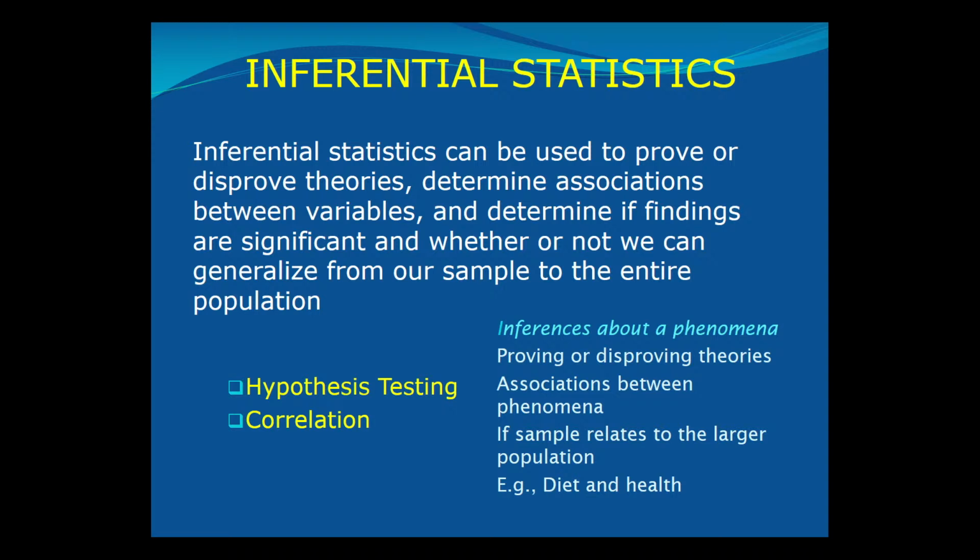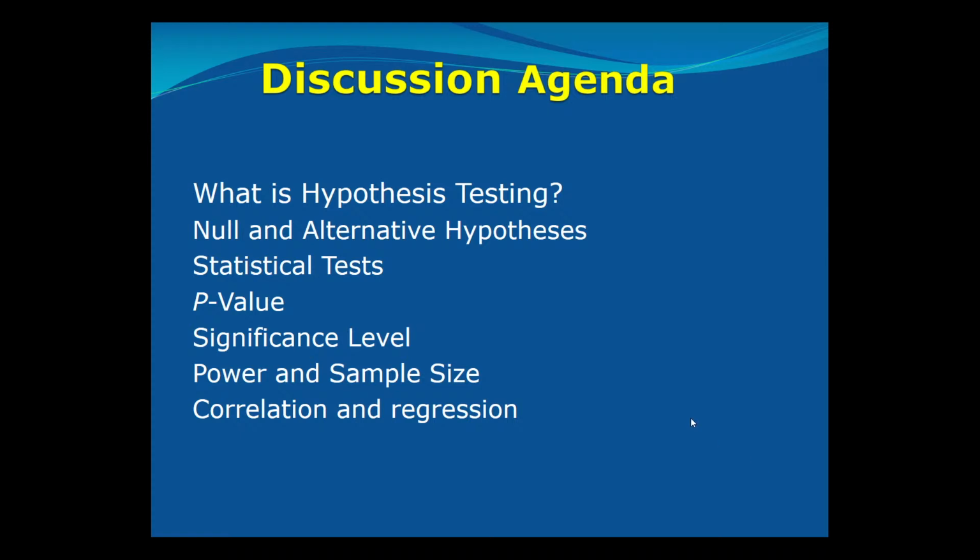We use inferential statistics methods to prove or disprove theories, to study associations between phenomena, to study if a sample relates to the larger population. Examples are using different diets and health for the patients, for the persons.